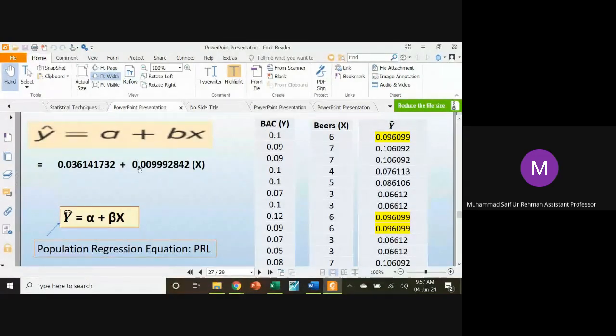So these are the best values that will give you the prediction, the y hat value, that will be the best estimate for the population variable y. So these parameters, these estimators, will give you the best result, the best prediction.